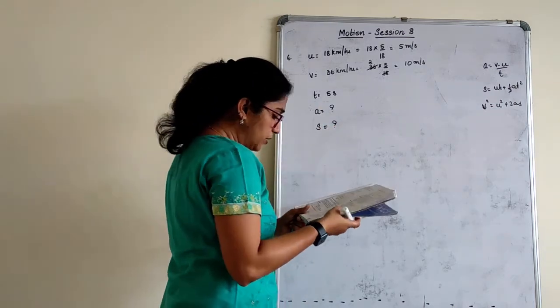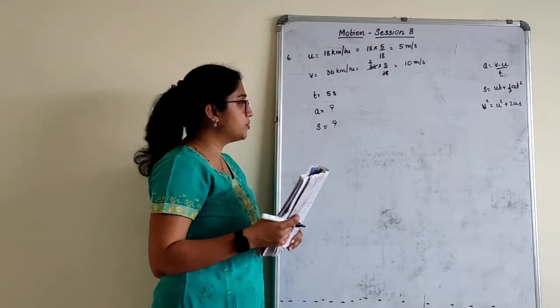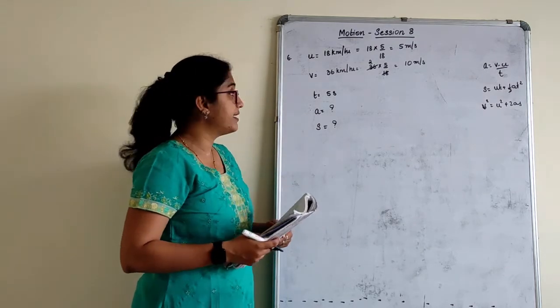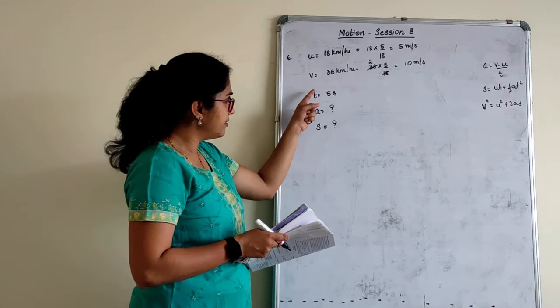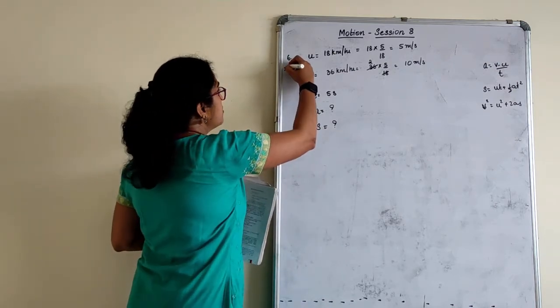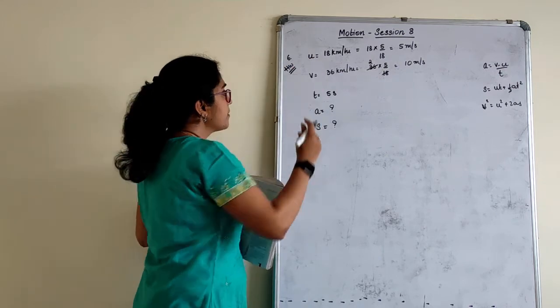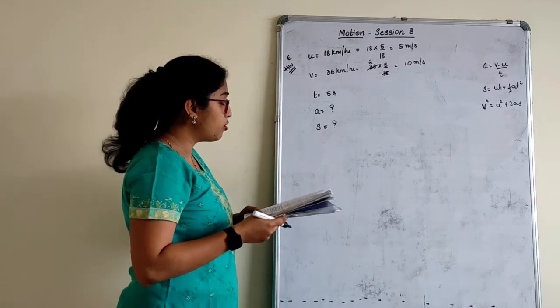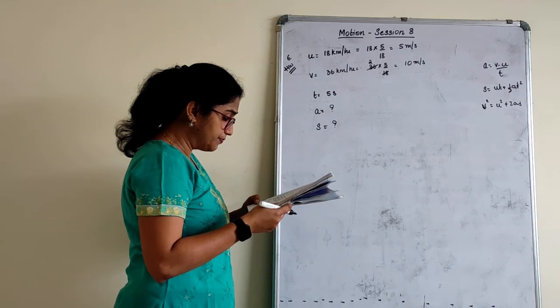I know that the question is anyhow given in the book only. You can as well see and write, but still I have written it with all the steps, what you have to write, what you have to find out. I can give you this as a homework, children, as a practice sum. Where time is 5, A you have to find and S you have to find.